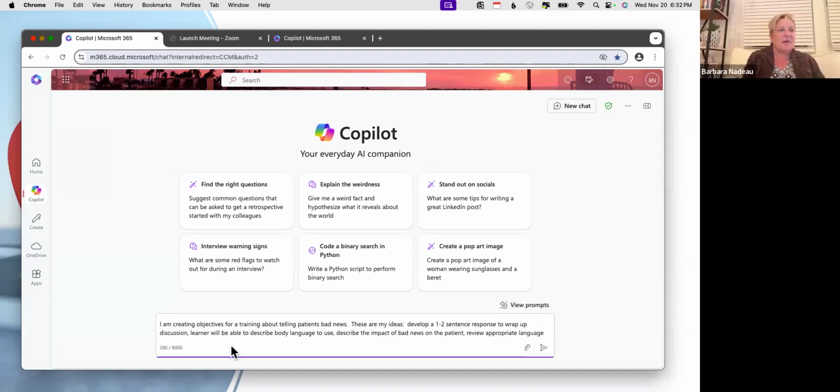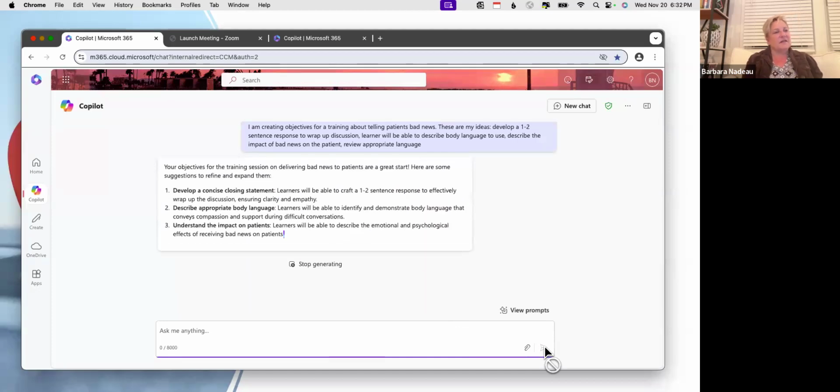Okay, so you can see I'm creating objectives for training about telling patients bad news. These are my ideas, and they're pretty vague here. You know, I just typed in what you guys said, actually even shorter than what you guys said. And now I'm going to ask Copilot.